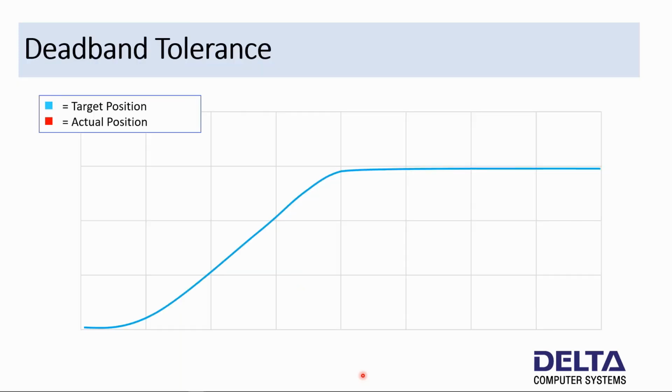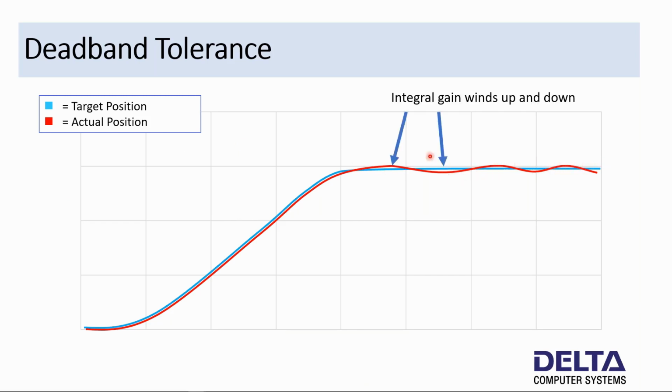So if we have a motion here, we have our target position, blue, and we have our actual position. Let's say we have a little bit of oscillation here at the end of motion as we're sitting still. At this point, the integral gain is typically winding up and winding down. Recall that we have a little error here. The integral gain will build up and build up. And then when it's large, the system will, of course, move the other direction. And now the integral gain is building up the other direction.